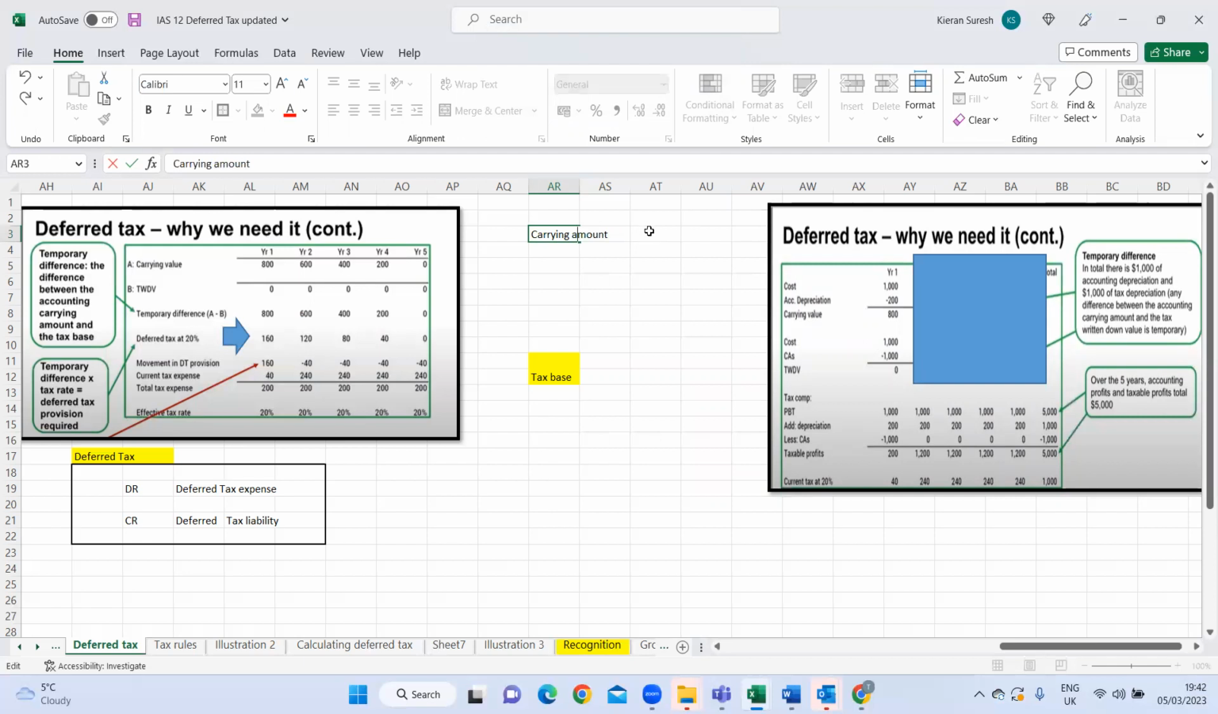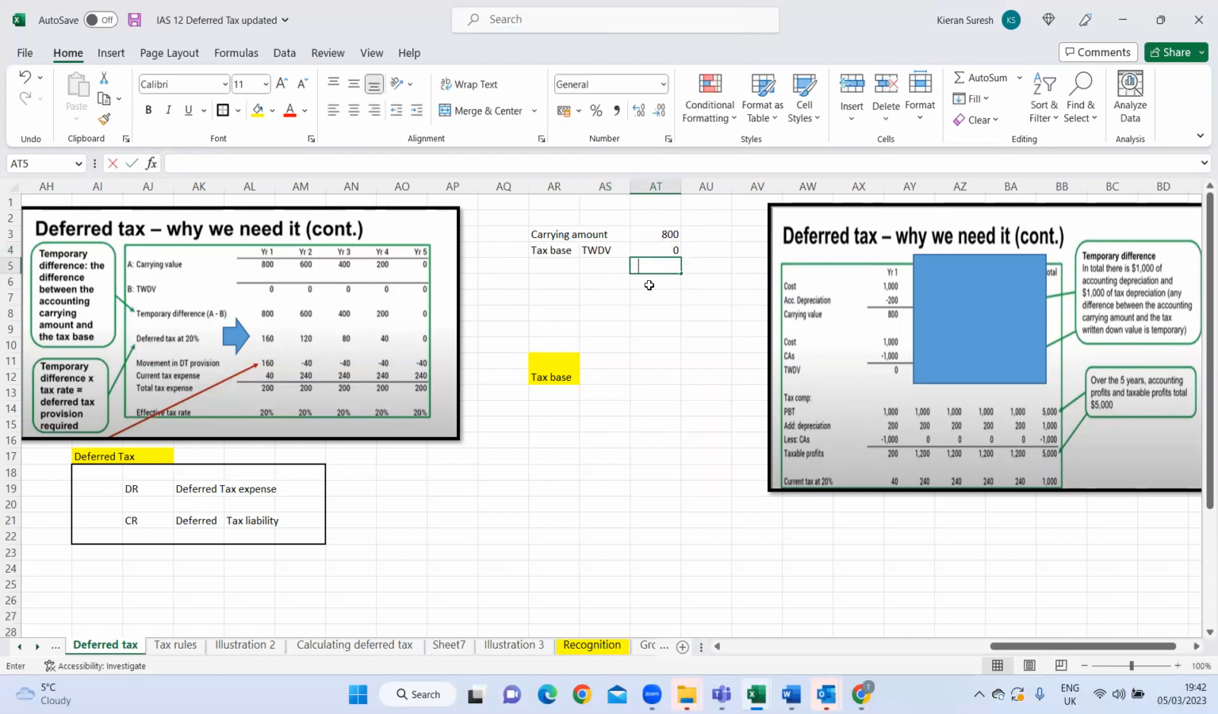We have the carrying amount. The carrying amount in this case, the accounting book value, was 800, but then I have the tax base, which is in the tax authorities' books. How do I call this? Tax written down value, right? In their books, it was 0.